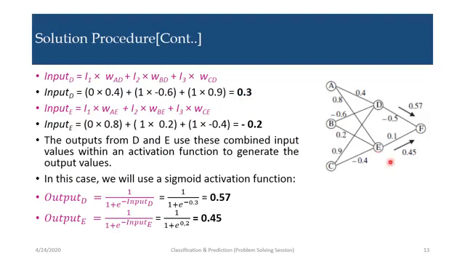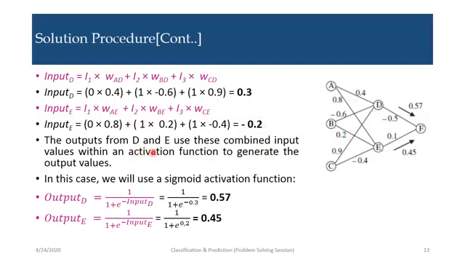Like that we can calculate input E. For input E, the formula is I1 times WAE. The I1 value is 0 and WAE is 0.8. I2 times WBE: I2 is 1 and WBE is 0.2. I3 times WCE: I3 is 1 and WCE is minus 0.4. When we compute this, it comes to minus 0.2. So now we have both input values, input D and input E. These two nodes are in the hidden layer.